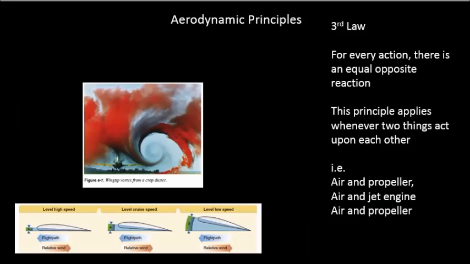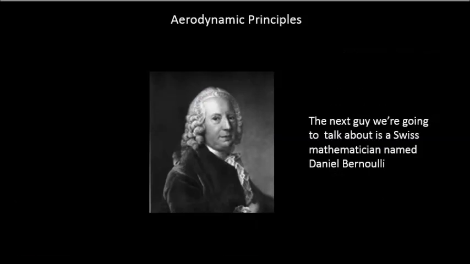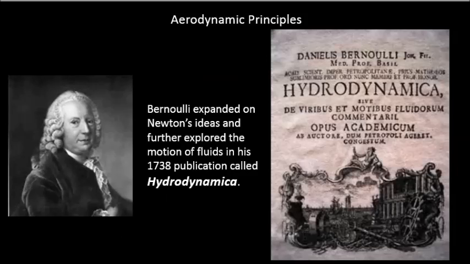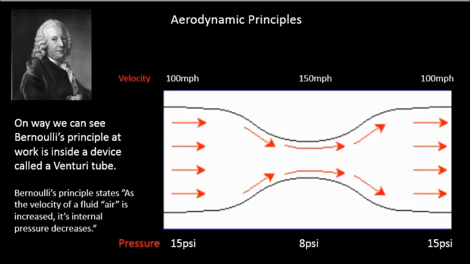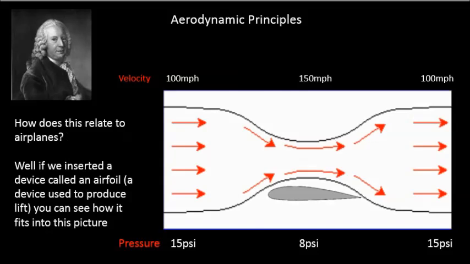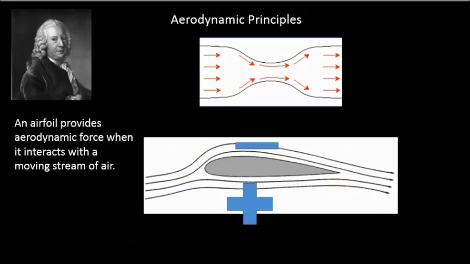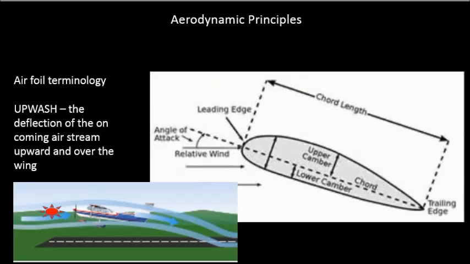Daniel Bernoulli used the 3 laws, or Sir Isaac Newton's work, and he expanded and came up with his Bernoulli's principle in a book called Hydrodynamica. In order to demonstrate what happens in Bernoulli's principle, we need a Venturi tube. And we talked about his principle as the velocity of air increases and its internal pressure decreases. Newton's 3rd law of motion: for every action there's an equal and opposite reaction, thus giving us lift.